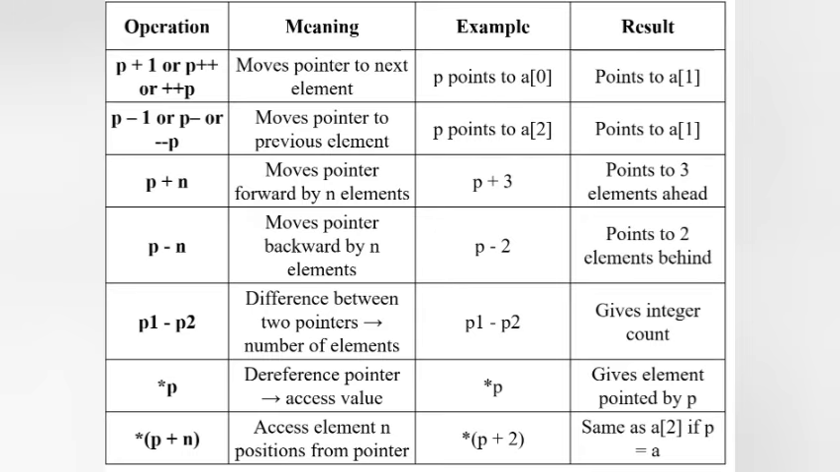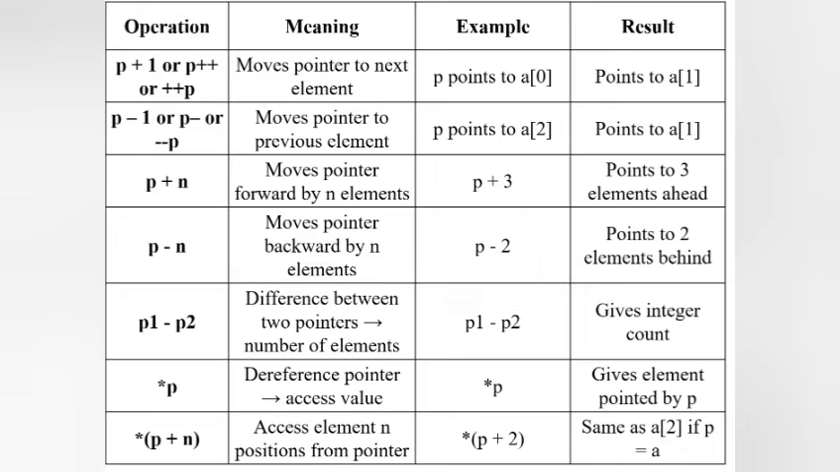So we conclude, what are the arithmetic operations possible on a pointer? Either we can do increment or decrement. We can add any specific value n to the pointer. We can subtract any specific number from the pointer. We can compare or subtract 2 pointers. We can refer to the value available at a pointer. We can change position and access any elements randomly.